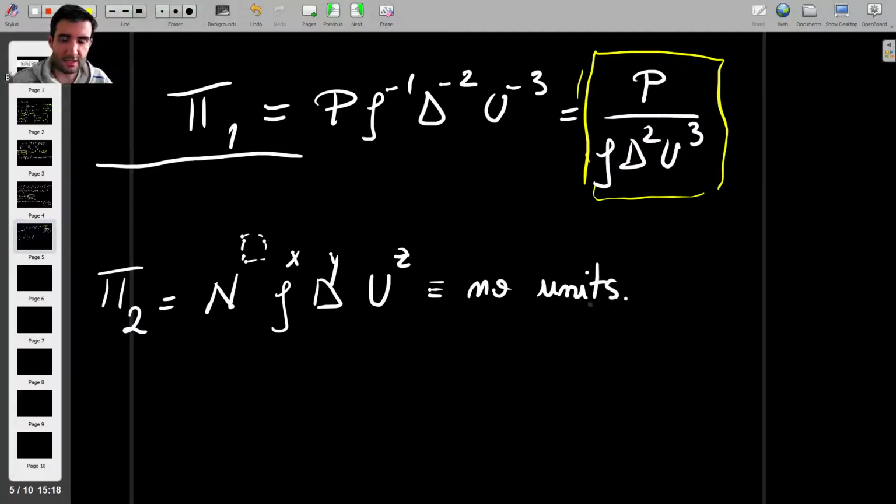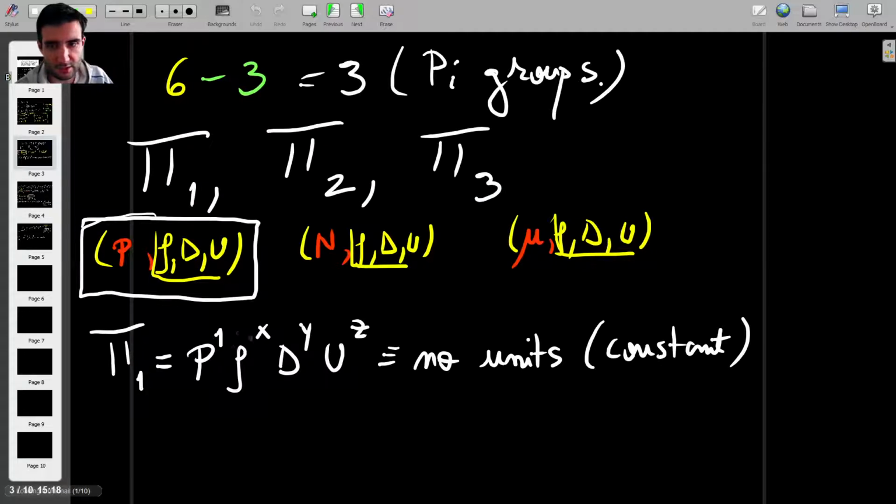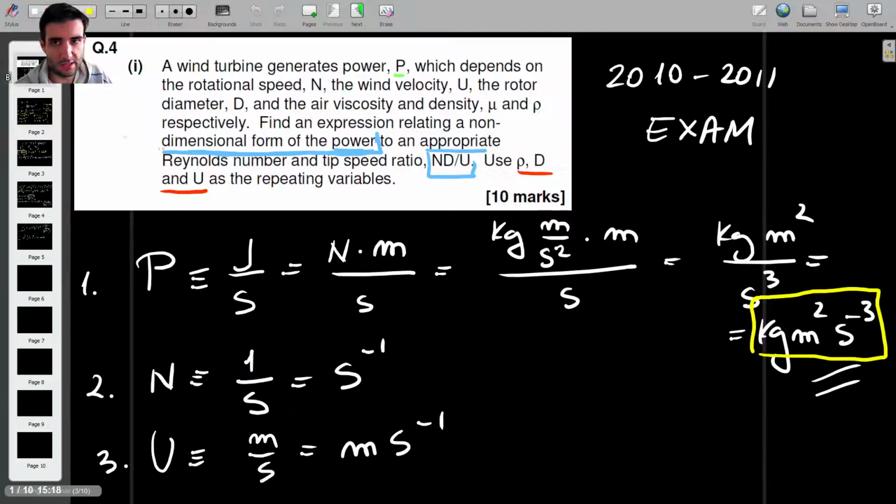Right, but I said I will look at the power of n. So the question tells us, find an expression relating a non-dimensional form of the power. Because of this, I actually left this power to be to the power 1. And then they say to an appropriate Reynolds number and tip speed ratio nD over U. So, okay, this actually tells us straight away what the pi group looks like.